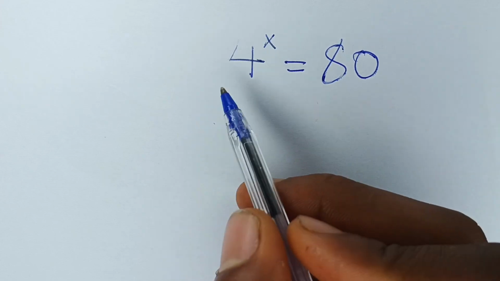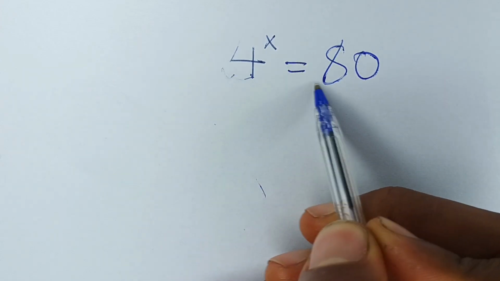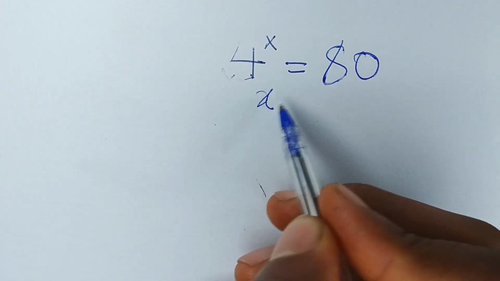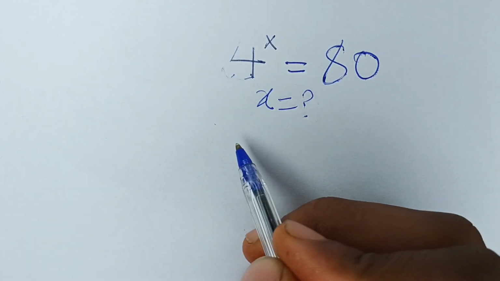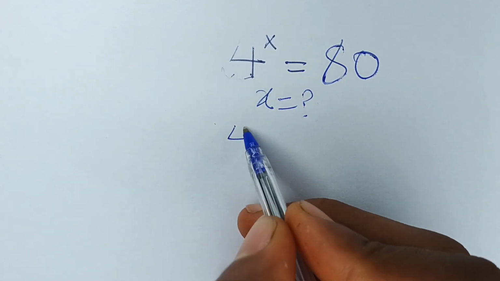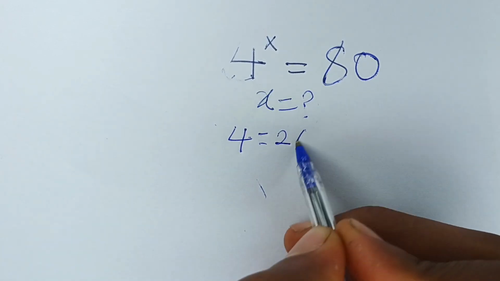Let's solve this question together. It says 4 raised to the power x is equal to 80. You're required to solve for x. Okay. Now, first thing to do is that we can express 4 to be equal to 2 times 2.